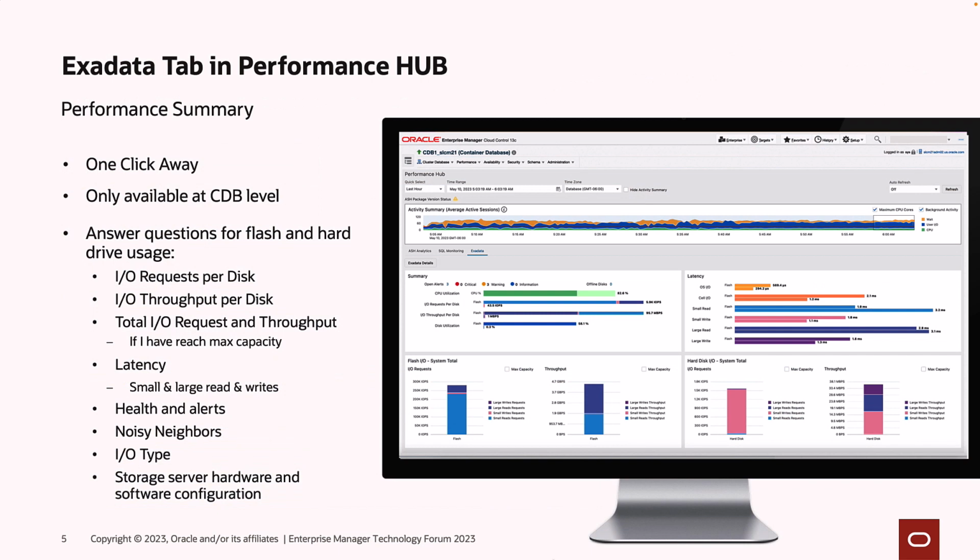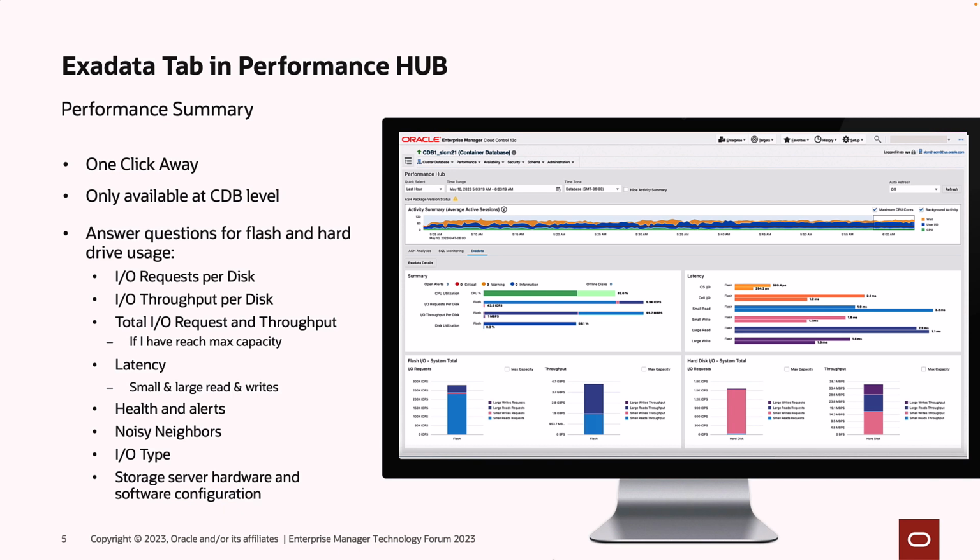In Enterprise Manager 13.5 release update 10 and later, we have now added a new tab in the Database Performance Hub page. So instead of generating an AWR text report, you will have all this data available with just one click.